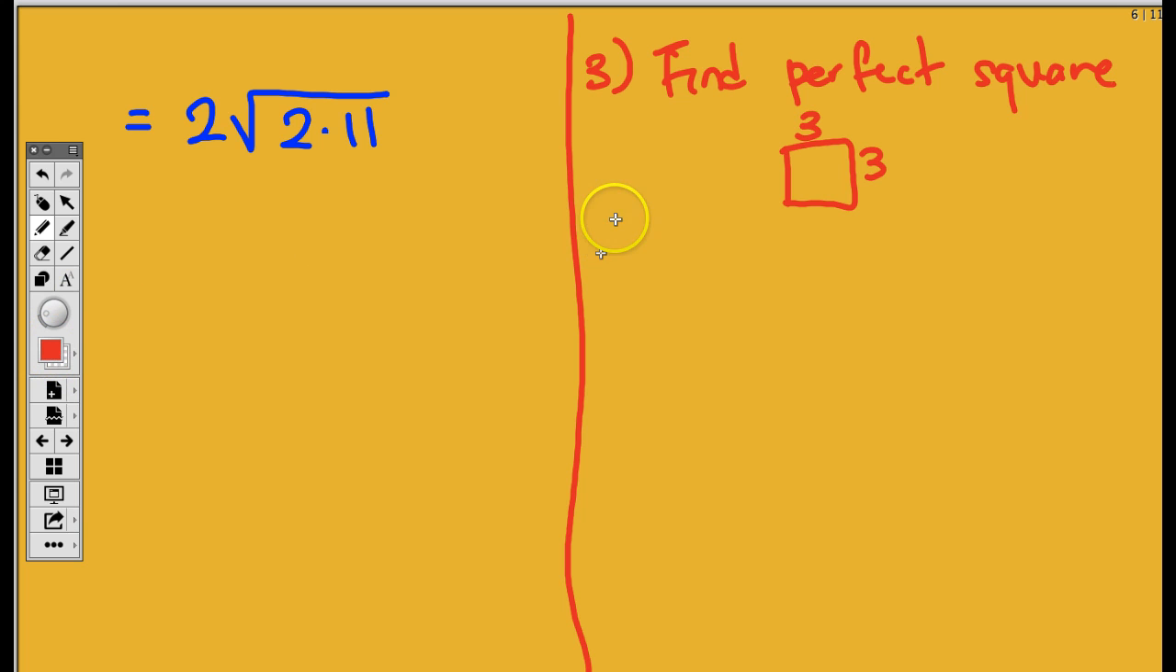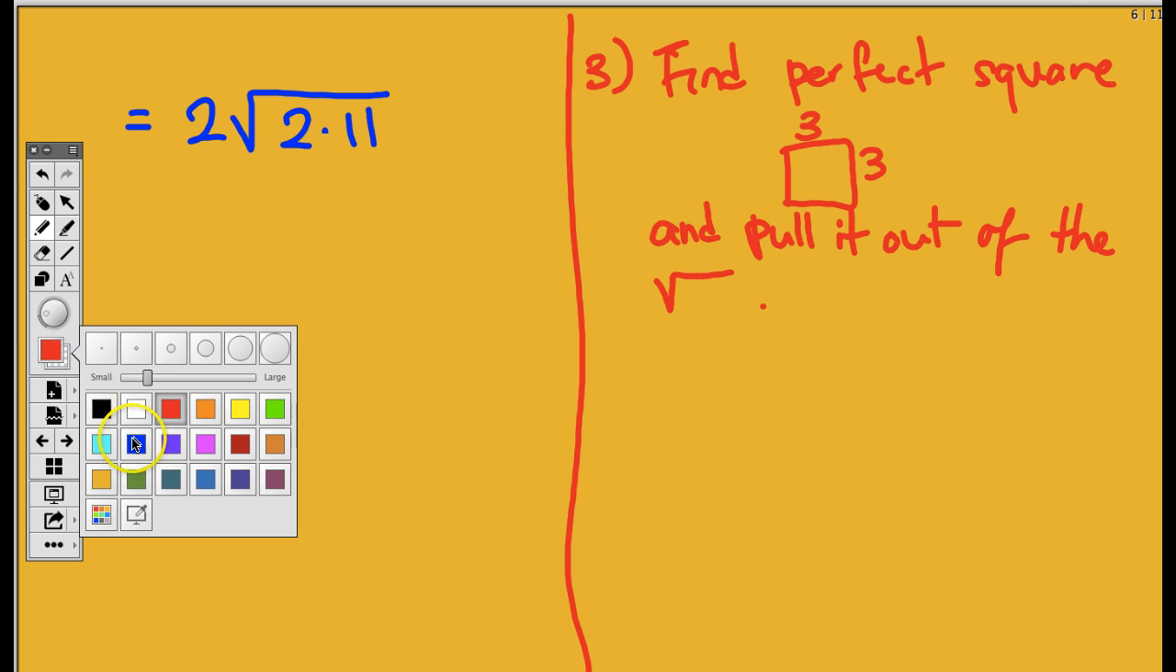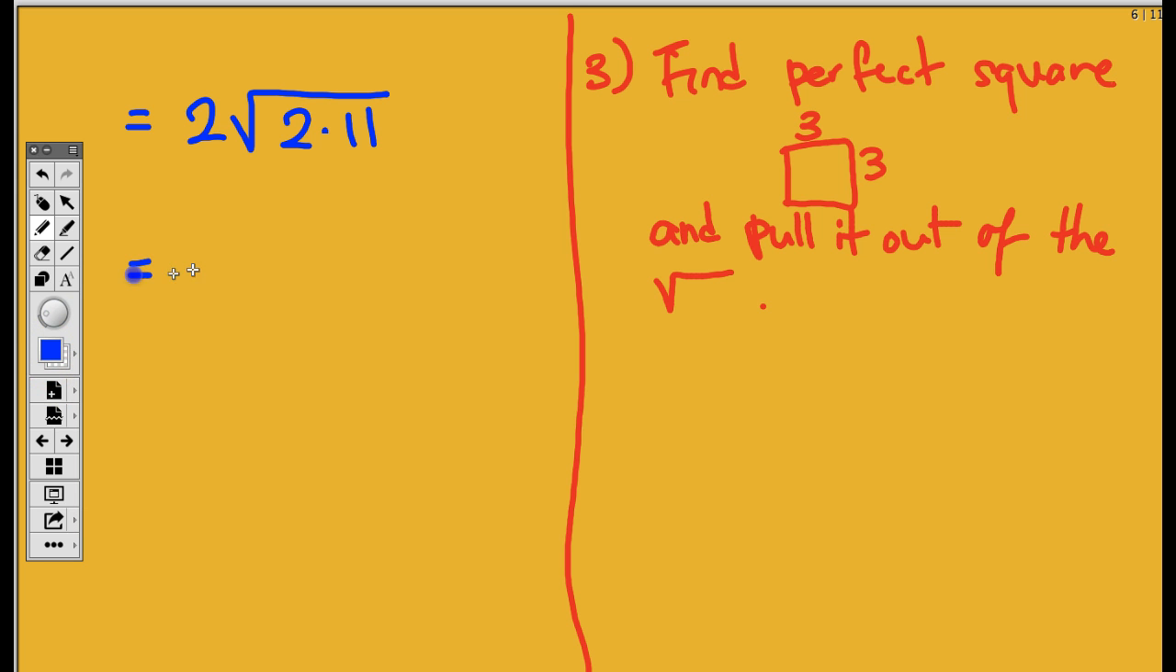Now over here for step number 3, we have to say find the perfect square and pull it out of the square root symbol, right? So then, once we do that, we just have to clean up in here, which is, you have to remember to multiply the 2 and the 11 together. And that's your answer. So that was how you simplify a radical equation.